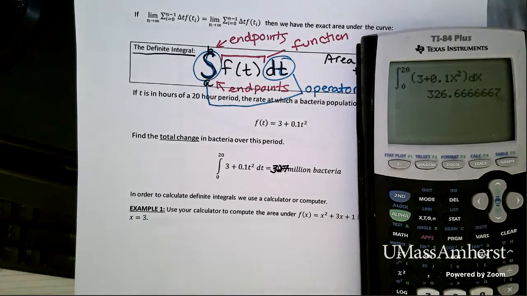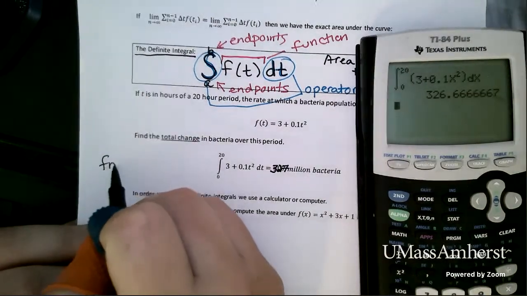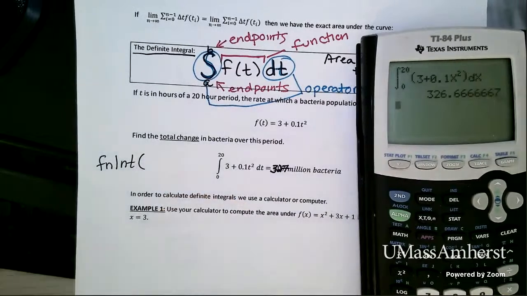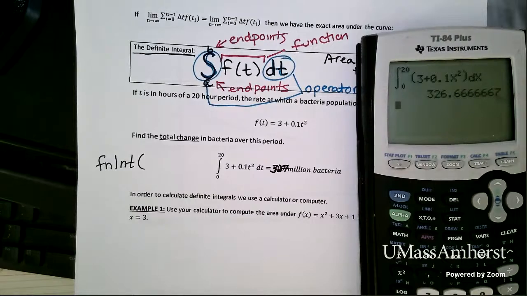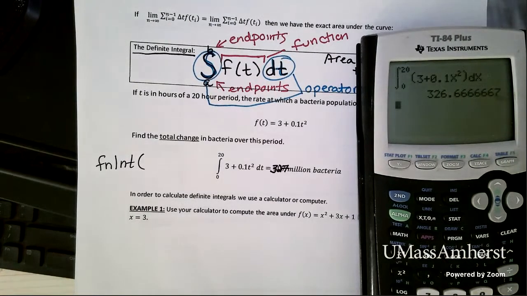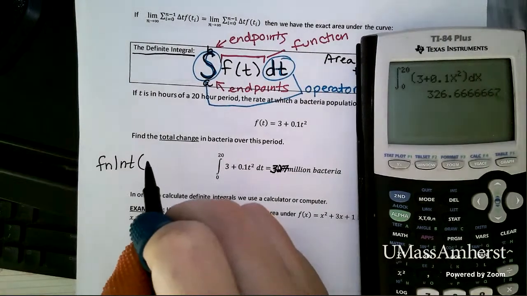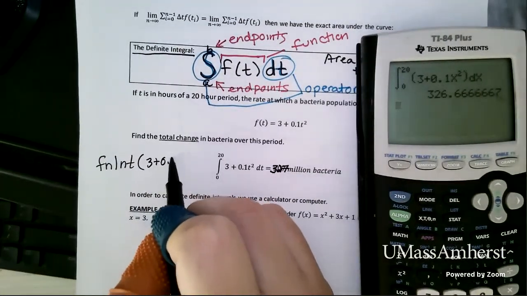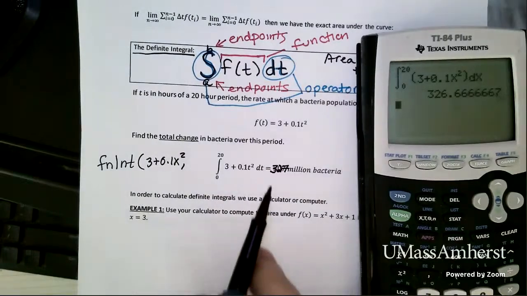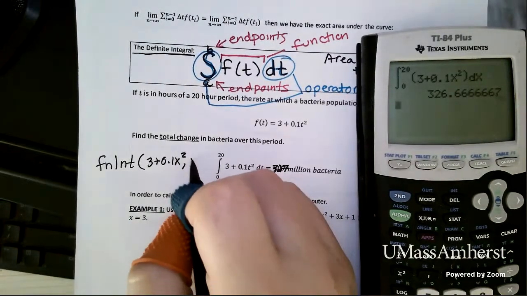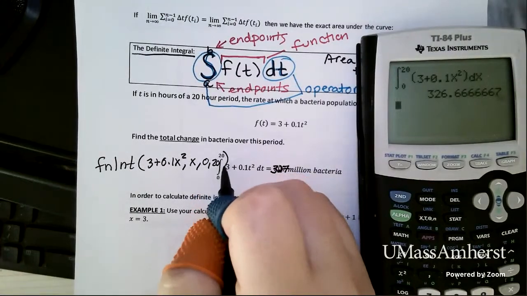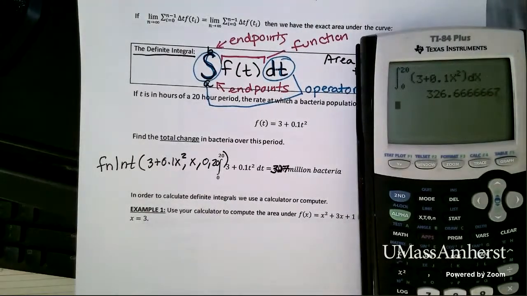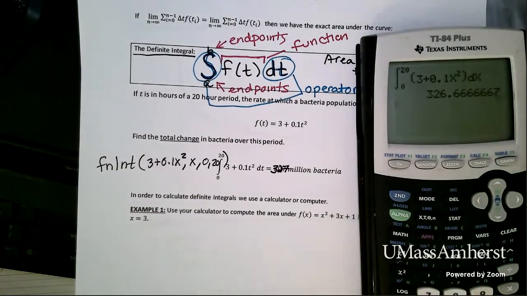If you have a TI-83 or an older version, when you get to the ninth option, it may look like that on your calculator. It may just say FNINT. And so the way that you enter it, doing it that way, is you enter the function first. So you would enter 3 plus 0.1 x squared. Then it's like essentially the operator at the end. So then an x, and then the lower bound, and then the upper bound, and then close parentheses, and then hit enter, and it'll spit out the 326.6.